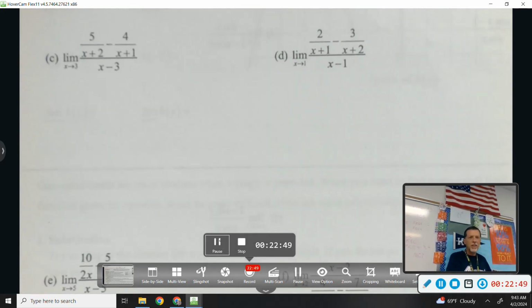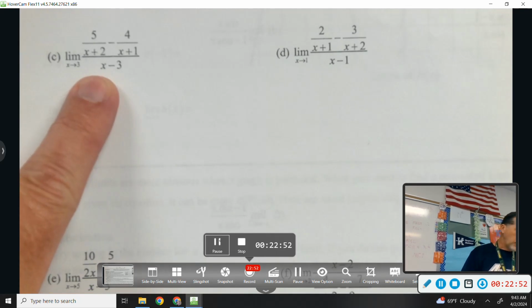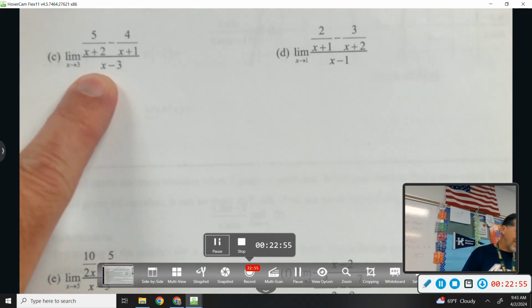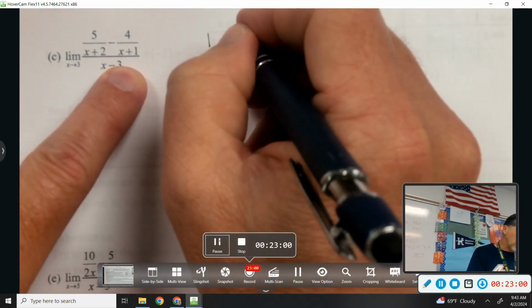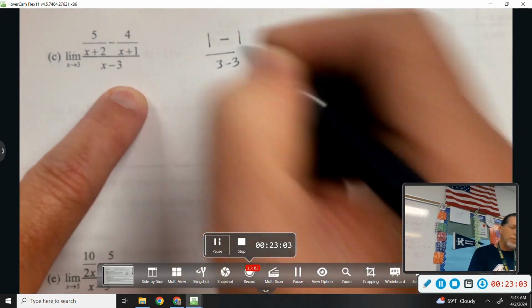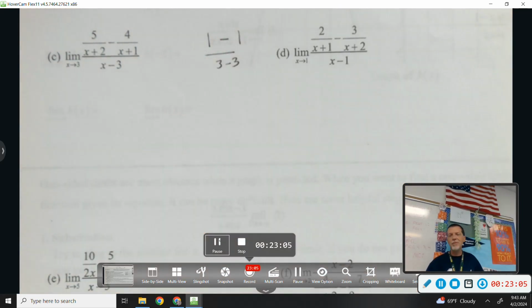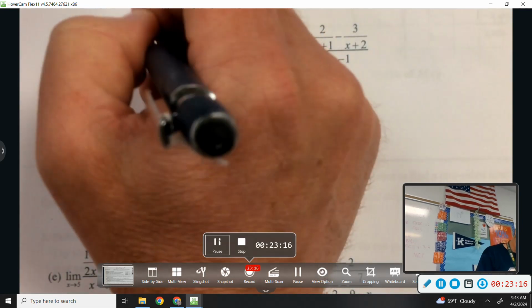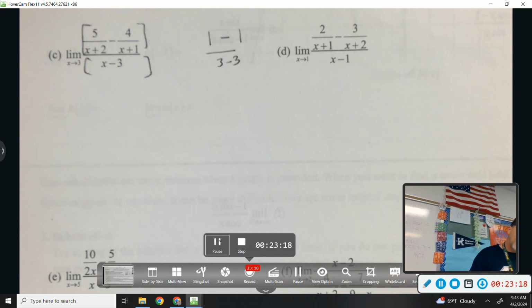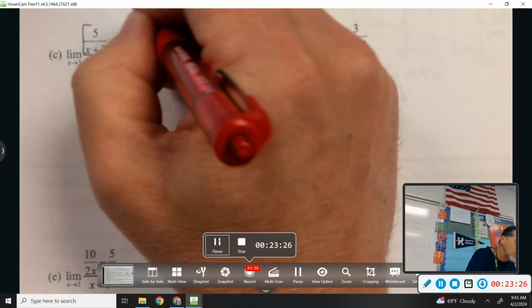Part C. Substitution for Kate's benefit here. Let's see. 5 over 5 is 1. 4 over 4 is 1. And 3 minus, yep, that's 0 over 0. So now I've got to do my, again, it's in the simplify complex fraction portion of the notes, so you're going to get 0 over 0 on all of these. Oh, this is going to be kind of ugly. What do I need to multiply by to cancel out all the denominators? Plus 2 and x plus 1. Yeah, both of them, x plus 2 and x plus 1.